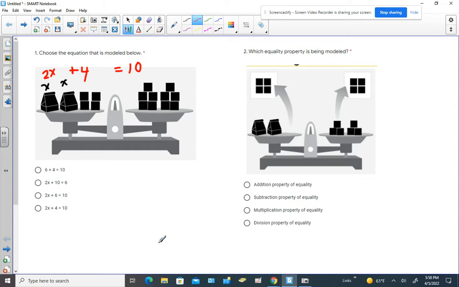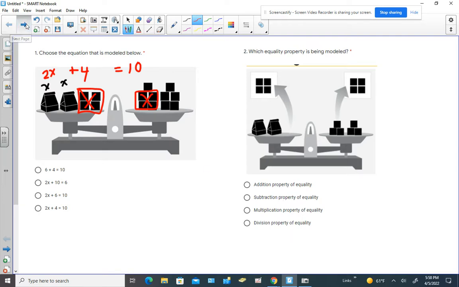For number 2, it's saying which equality property is being modeled. And what they're doing here is they're taking this off. That's being eliminated. So if we're removing it, which property is that? If we're taking it away, you should know which one that is.